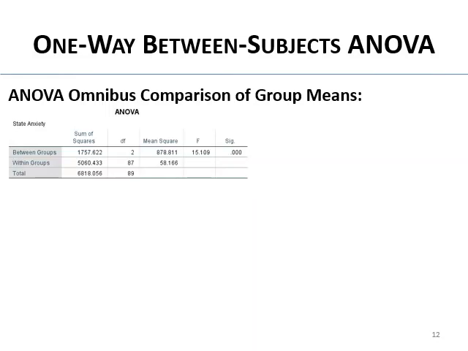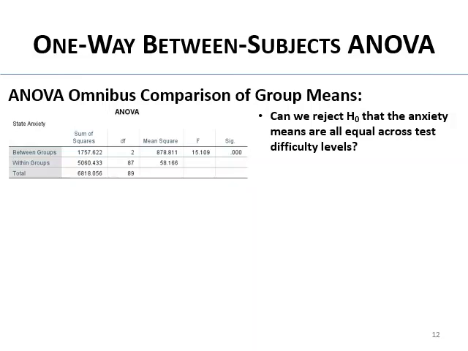And there is one sig value. So can we reject the null that the anxiety means are all equal across test difficulty levels? So I guess, again, this is an omnibus hypothesis that compares all three levels to each other at the same time, and if anyone differs, that sig will be less than 0.05. If none of them differ, sig is going to be greater than 0.05. So there is the sig.